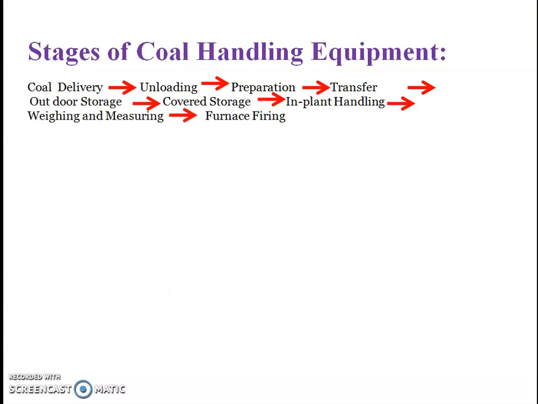The following are the stages of the coal handling equipment: coal delivery, unloading, preparation, transfer, outdoor storage, covered storage, in-plant handling, weighing and measuring, and furnace firing.